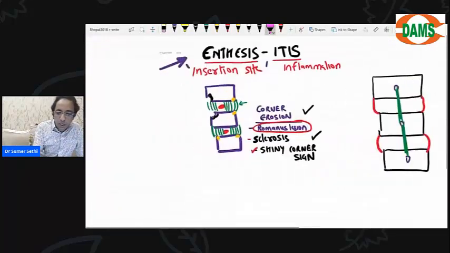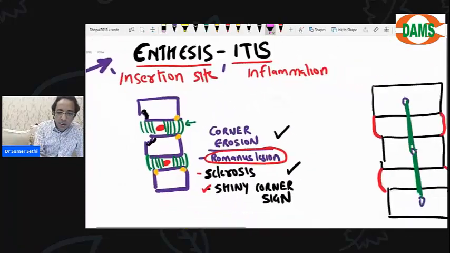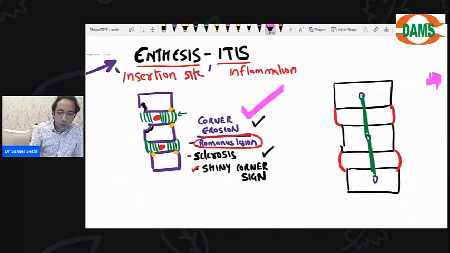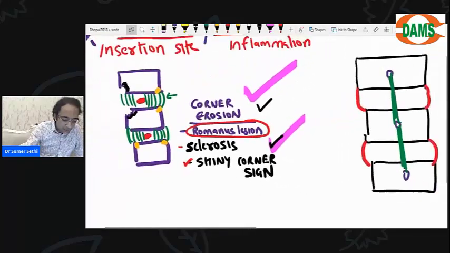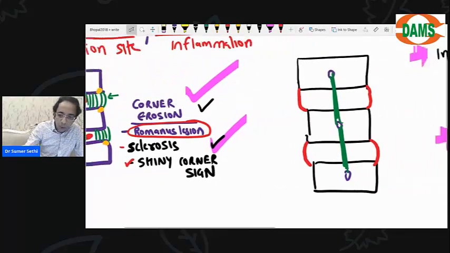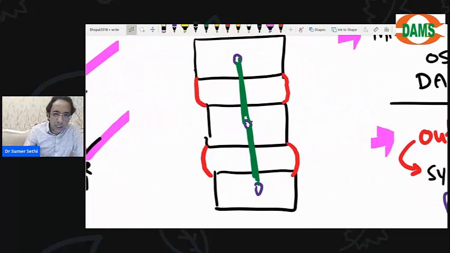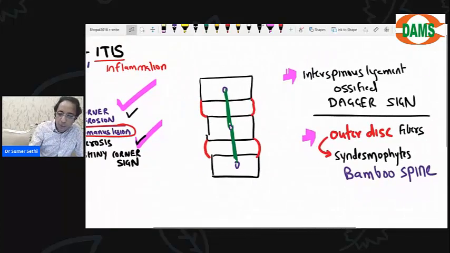Ankylosing spondylitis will lead to enthesitis, which will lead to erosion of the vertebral corners. Because it is subacute, you will also have sclerosis. So we have two words, Romanus lesion, shiny corner sign. ओके, ये हड्डी में हुआ, लेकिन बाद में जो लिगामेंट थे वो धीरे धीरे कैल्सिफाई होते जाएंगे क्योंकि पुरानी होगी बीमारी. And that is why you have bamboo spine and you have interspinous ligament ossification called as dagger sign.